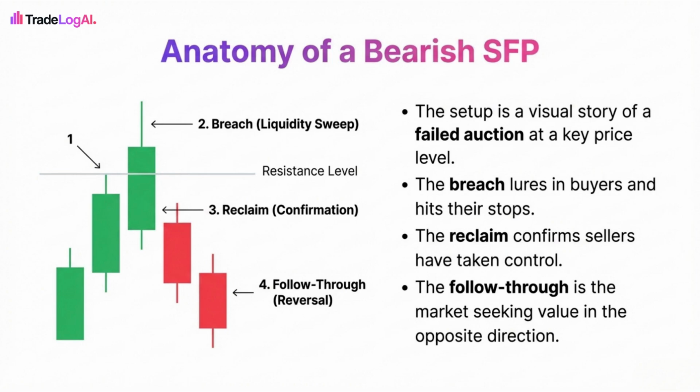This is the bearish version at resistance. First, price sweeps above resistance. This is the liquidity sweep that pulls in late buyers and hits stops. Next, the reclaim candle closes back inside, showing sellers have taken control. Finally, follow-through confirms the market is moving away from the failed auction and seeking value lower.